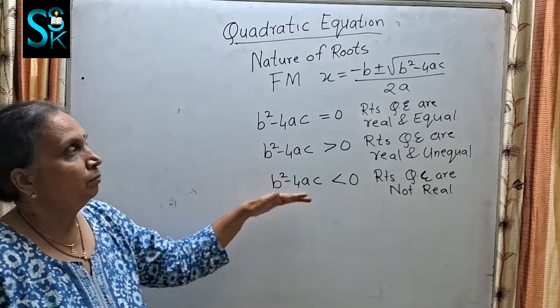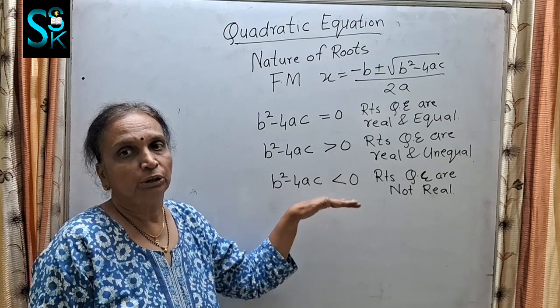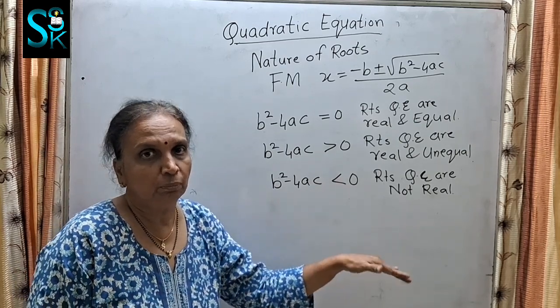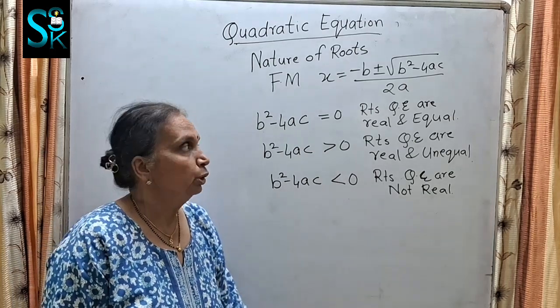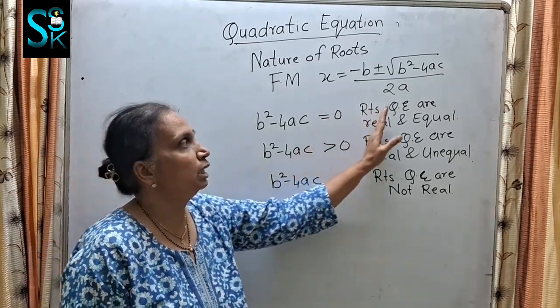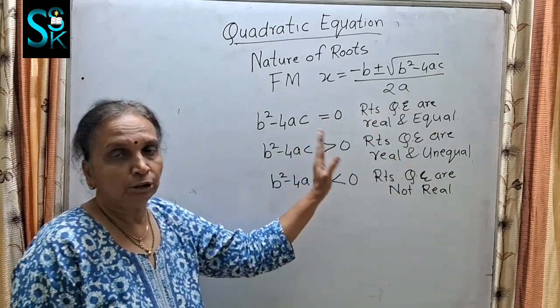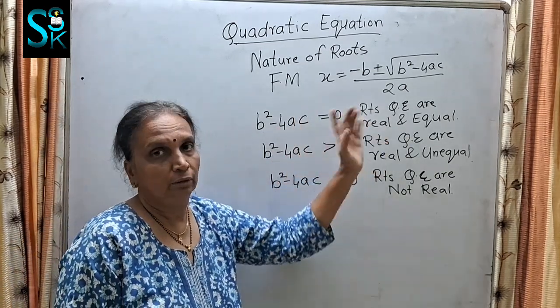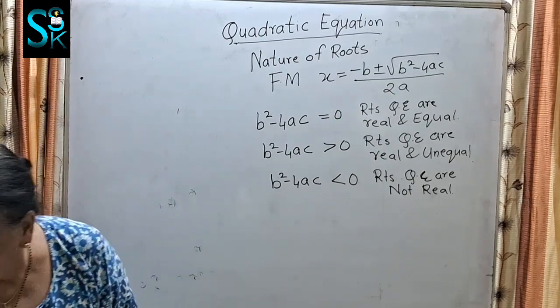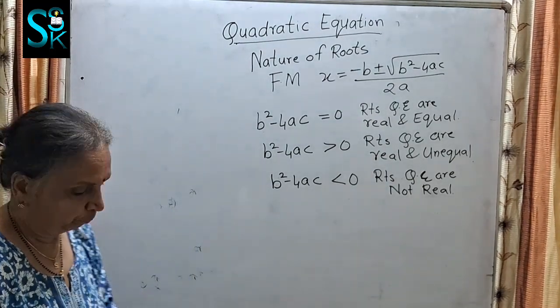Sometimes they might ask you only to find the value of the discriminant. That means you are going to find only b square minus 4ac, and you are not going to mention the nature of the root. If they have asked you to mention the nature of the root, then only you are going to write this. Okay? So we will see a few examples on this today.